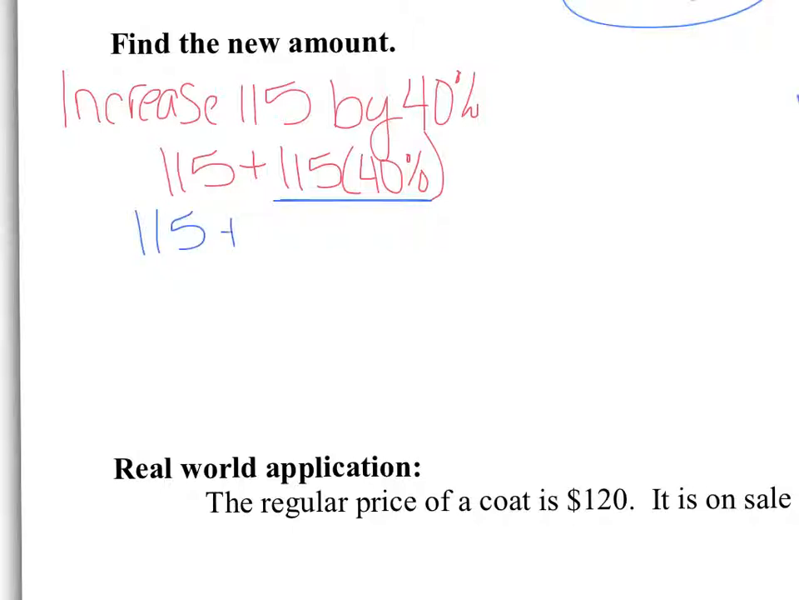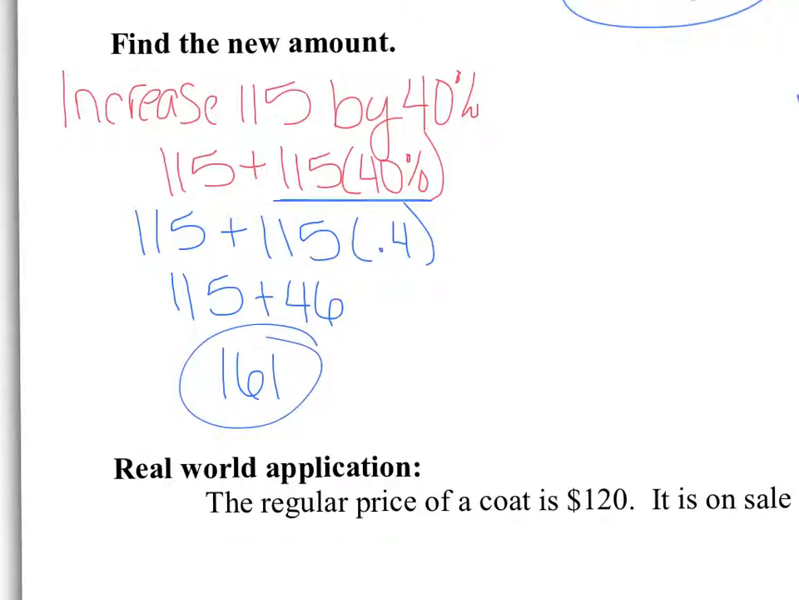So I'm going to take 115 plus, but remember we don't want to multiply with percents. Instead, I want to change it to a decimal. So I'm going to take 115 plus, and whenever you take 115 times 4/10, you get 46. 115 plus 46 gives you 161.